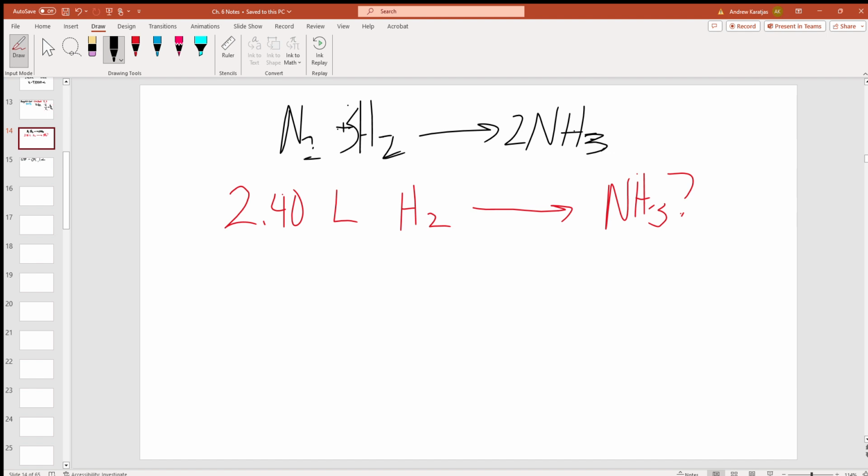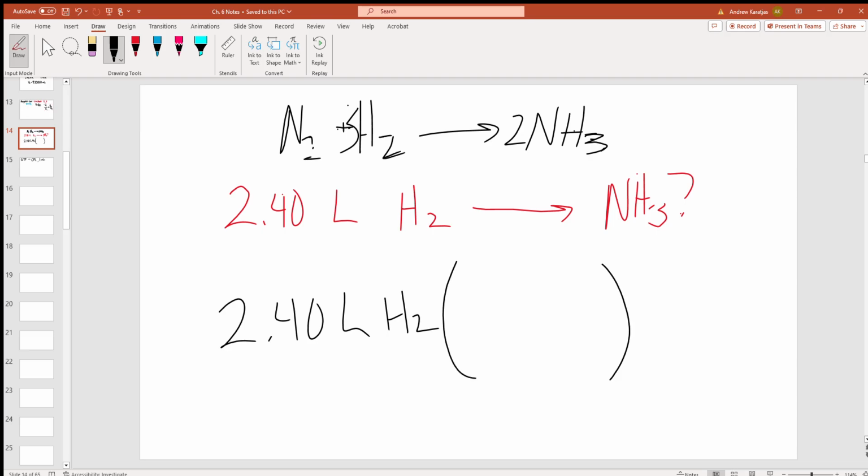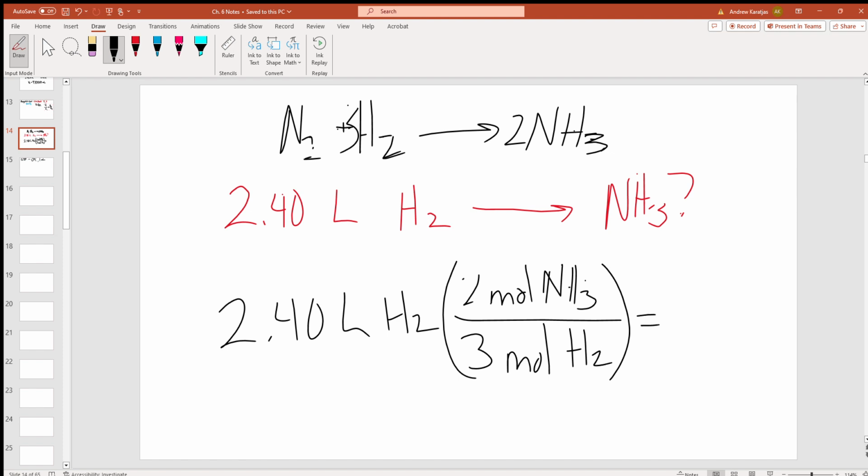It turns out we don't need to do any of that. Because there's this direct proportionality between volume and number of moles, all we need to do is take our 2.4 liters of H2 and use our coefficients. 2 moles of NH3 can be formed from 3 moles of H2, which means that 2.4 liters of hydrogen will allow us to form 1.6 liters of ammonia.